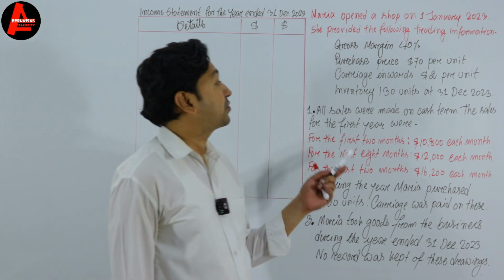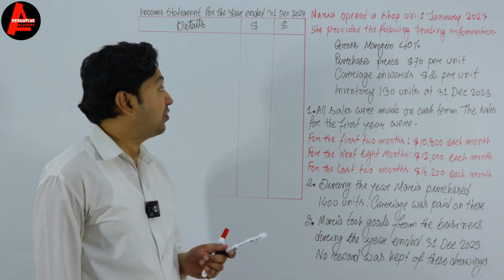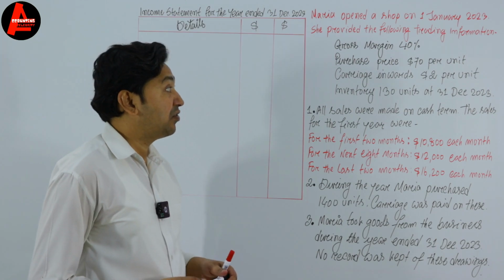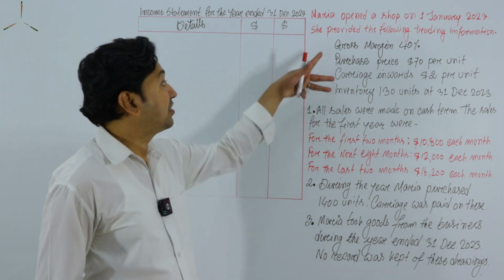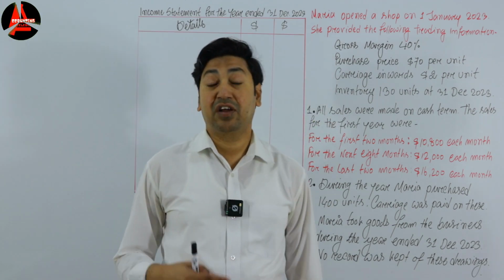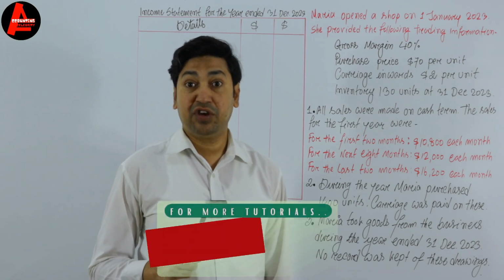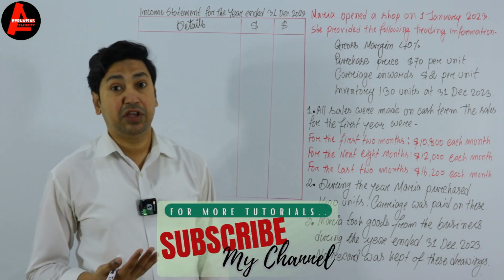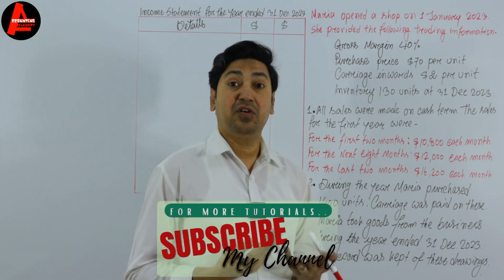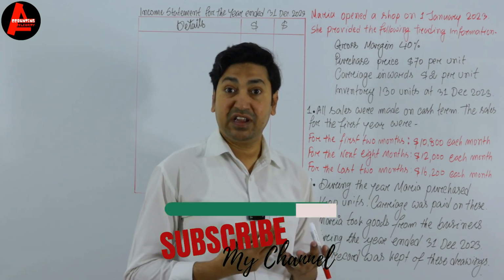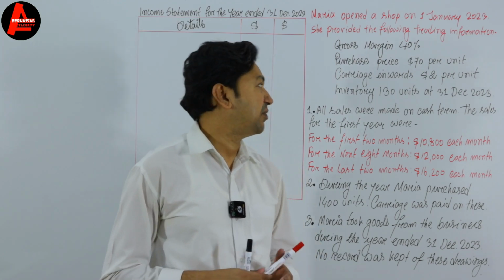Then we have the purchase price of $70 per unit, carriage inward $2 per unit, and inventory of 130 units at 31st December 2023. Using this information, we have calculated the closing inventory. Today we will not talk about how we calculate closing inventory. I recommend you please watch the previous video where we explain it, then come back here. Otherwise you will not understand many things.